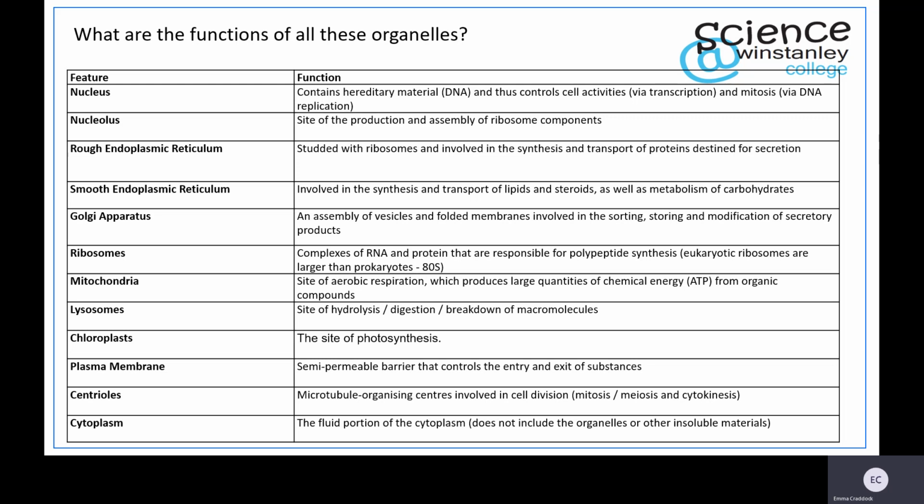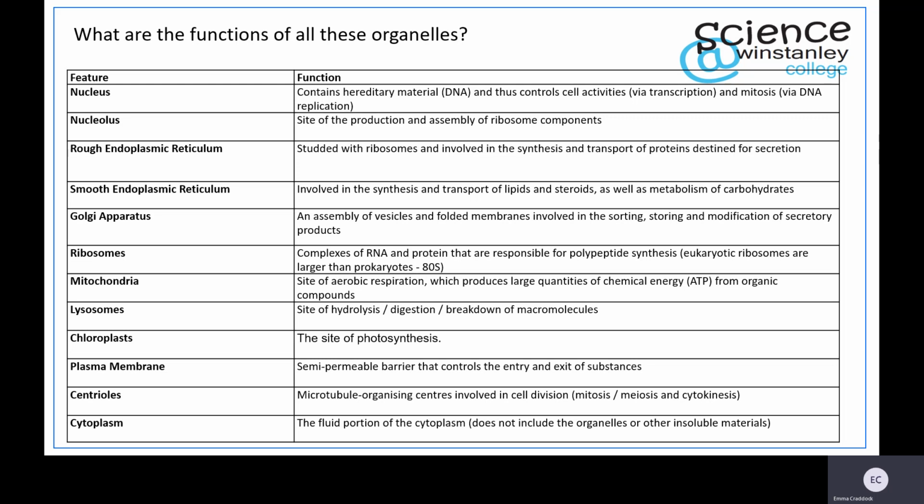So your nucleus contains hereditary material, and therefore it controls cell activities such as transcription, so protein synthesis, and mitosis, and it controls mitosis via DNA replication. Inside your nucleus, you have that dense area, your nucleolus, which is a site of production and assembly of ribosome components.